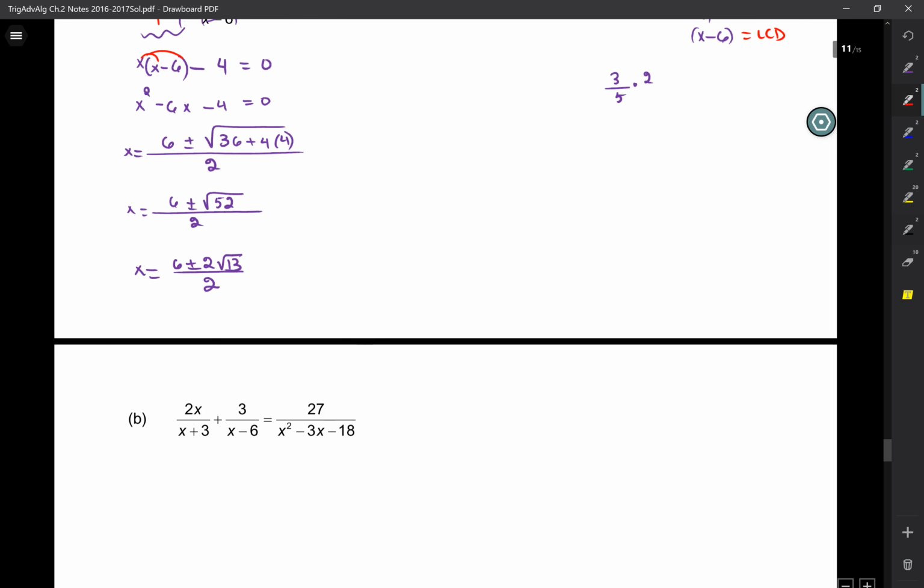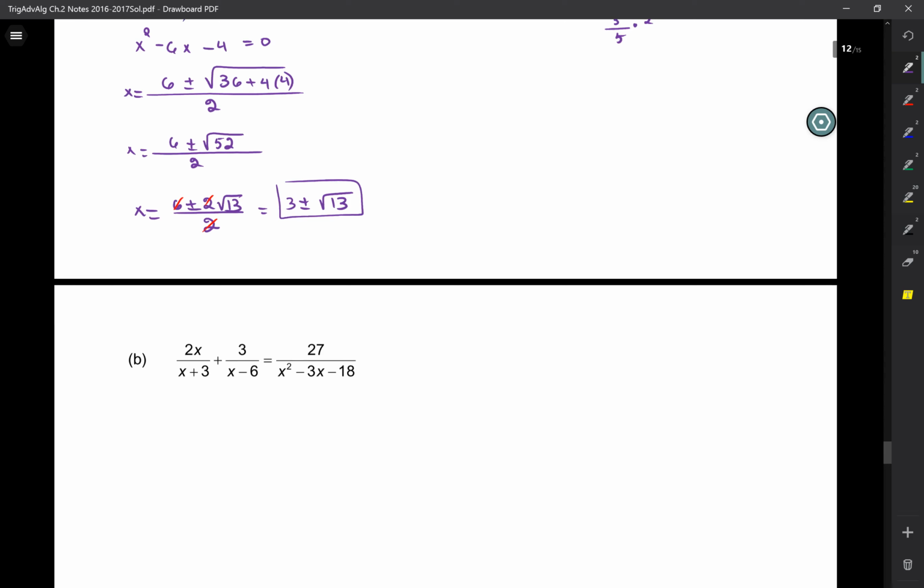Now, at this step, if you can divide everything on the outside of the roots by the same number, you must. So we divide everything by 2, and we get 3 plus or minus root 13 over 1, which is just that. Now, I'm going to do one more example, then take questions.